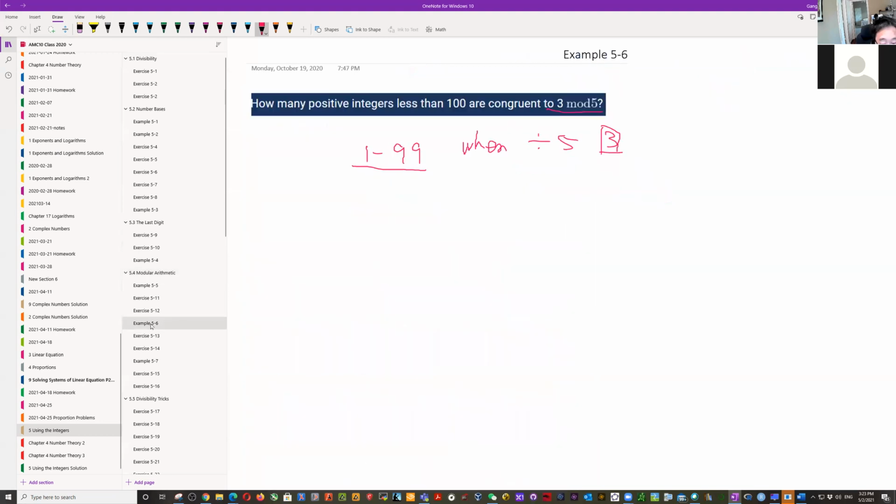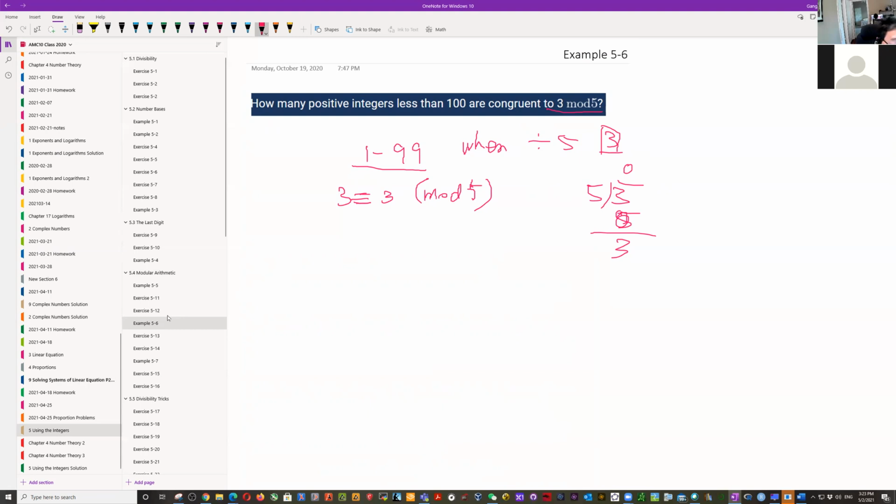It's asking, what's the smallest number that is congruent to 3 mod 5? That's 3. So 3 is congruent to 3. Because 3 divided by 5, you can put a 0 as the quotient, and the remainder is just 3. So 3, when divided by 5, has remainder 3. This is just its meaning.